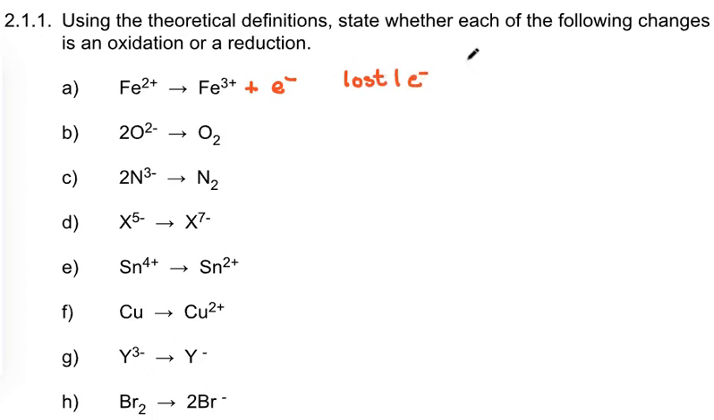And one of our sayings for this is Leo Says Ger, which stands for losing electrons is oxidation, gaining electrons is reduction. The other one we use, which says the same thing with a different mnemonic, is oil rig, which stands for oxidation is losing electrons, reduction is gaining electrons. So looking at this, we'd say the iron 2 lost an electron, therefore it was oxidized.